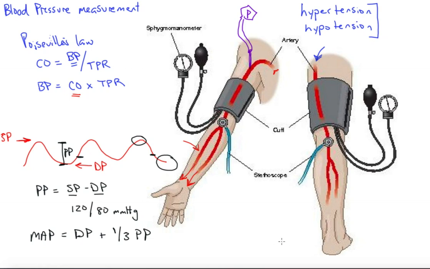Okay, so what are we going to do? We're going to use this indirect method using a tool called a sphygmomanometer. Right, the sphygmomanometer is the blood pressure cuff. And then we're going to add to that the use of a stethoscope. And so the stethoscope is going to allow us to what's called auscultate.